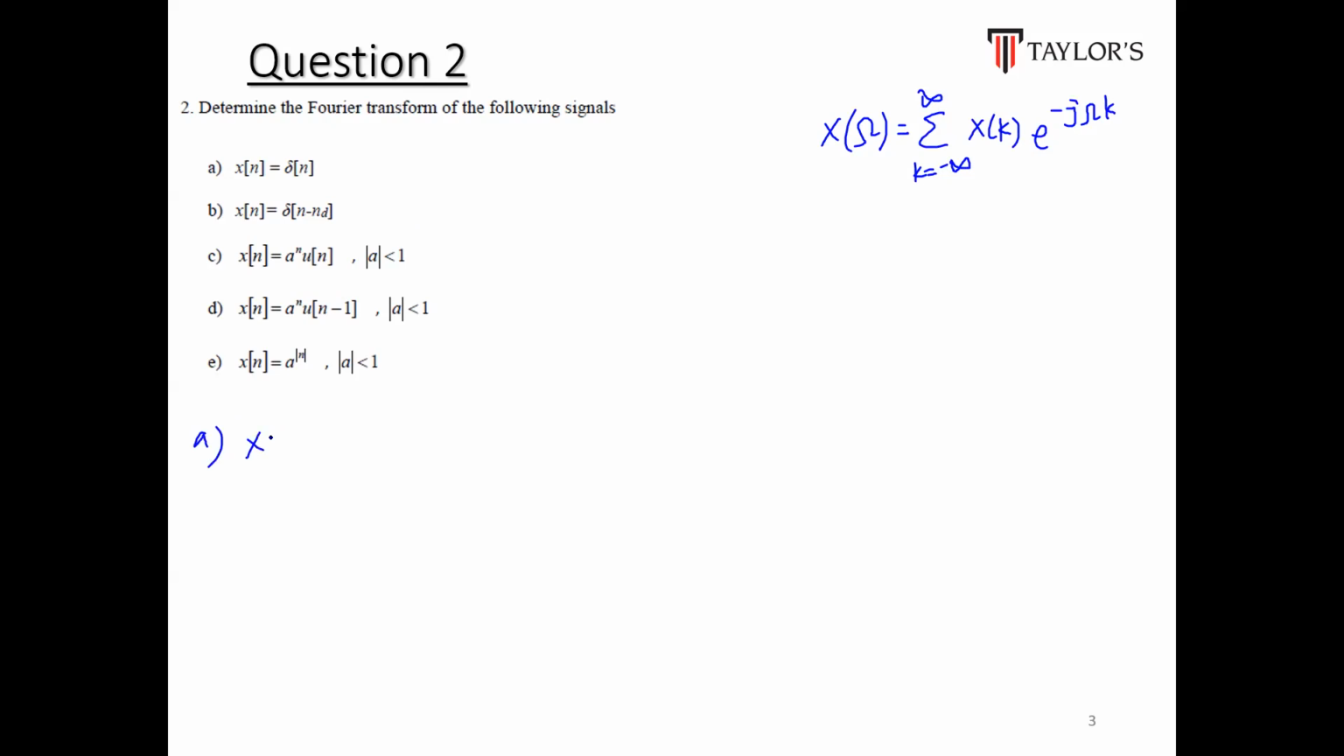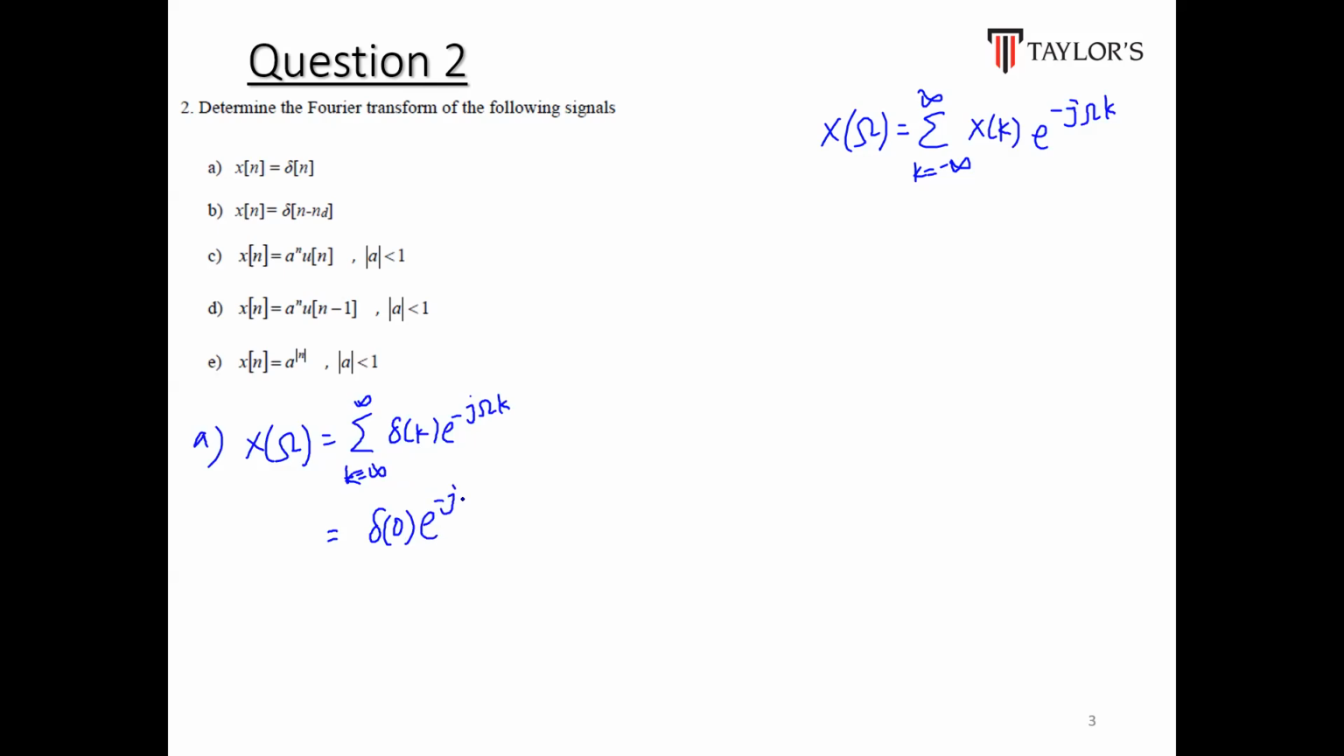X(ω) is the summation of k from negative infinity to positive infinity of δ[k] e^(-jωk). And just like I told you already, δ[k] is 1 when k is 0. All right, it only has one value. And for the rest of the values, let's say k equals 1, 2, 3, or k equals a negative value, they are all zeros.